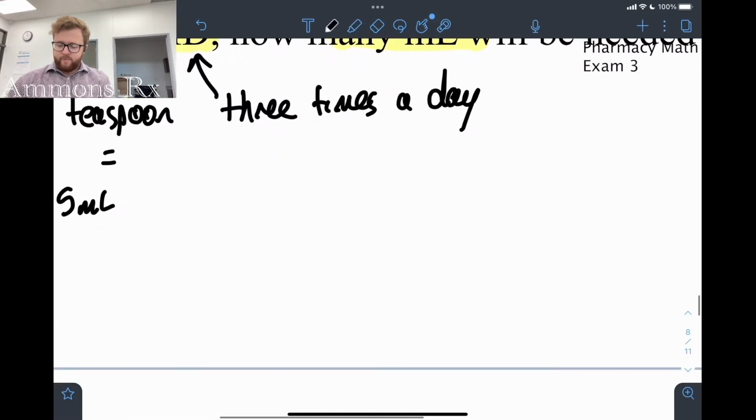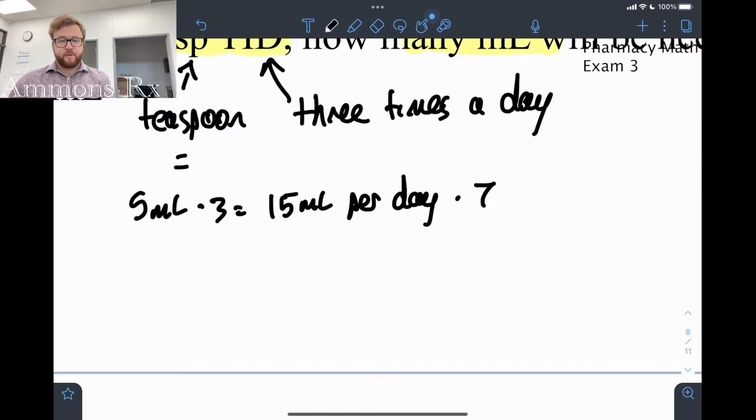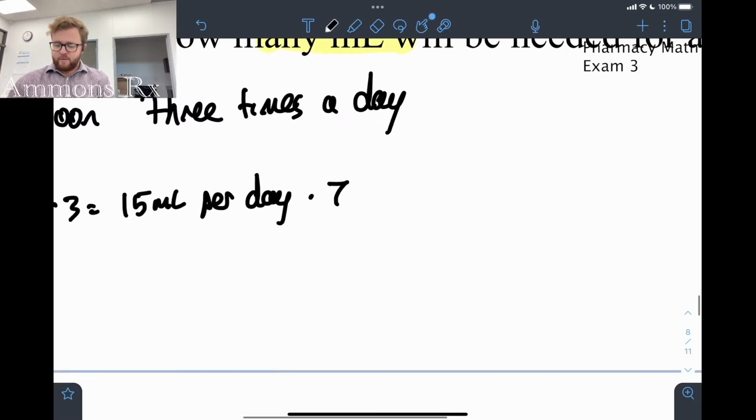So let's go ahead and figure out for 1 day. 5 mils times 3 is 15 mils per day. But they're taking it for 7 days. So we need to do 15 times 7. 105 mils.